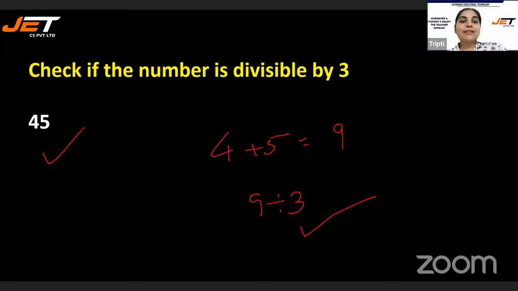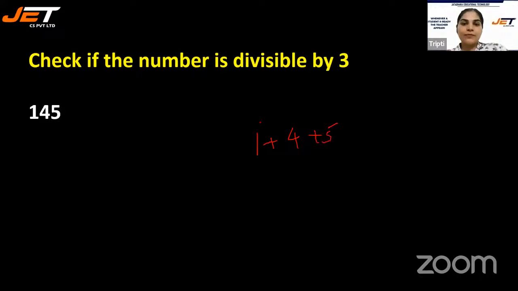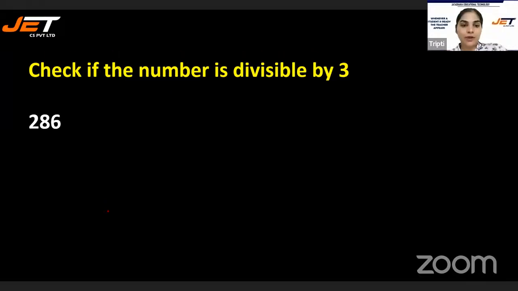Right? So that's how you're supposed to do it. You just have to see whether it is divisible by 3 or not. Exactly divisible. Right? Next one, 145. So 1 plus 4 plus 5. 1 plus 4 is 5. 5 plus 5 is 10. Is 10 divisible by 3? No, it is not exactly divisible by 3. That means 145 is also not divisible by 3.